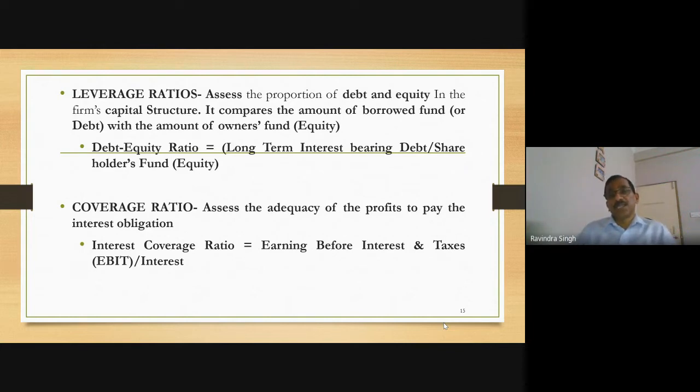You have seen recently in Sri Lanka that they have declared insolvency. Now they are depending upon India to help. Whatever may be, that is the political concern, but this is the economic effect of not evaluating the coverage ratio properly. Interest coverage ratio is equal to earnings before interest and taxes, that is the EBIT, divided by the total liability of interest.